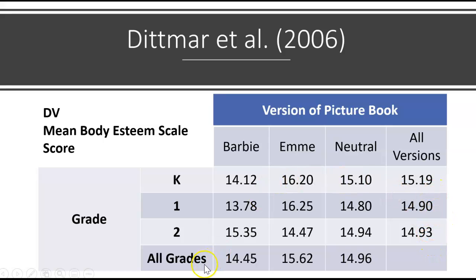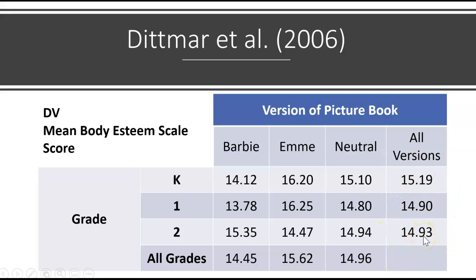For the kindergartners, you have slightly higher, just eyeballing it, slightly higher body esteem than the other two groups. Down here, you have collapsing across age groups. So you're combining kindergarten, first and second, and what you see is that those who saw the Emmy book, regardless of their age, tended to report higher body esteem than apparently the other two groups. Now, obviously, you're talking about a fairly small difference. That's why I want you to eyeball these means.